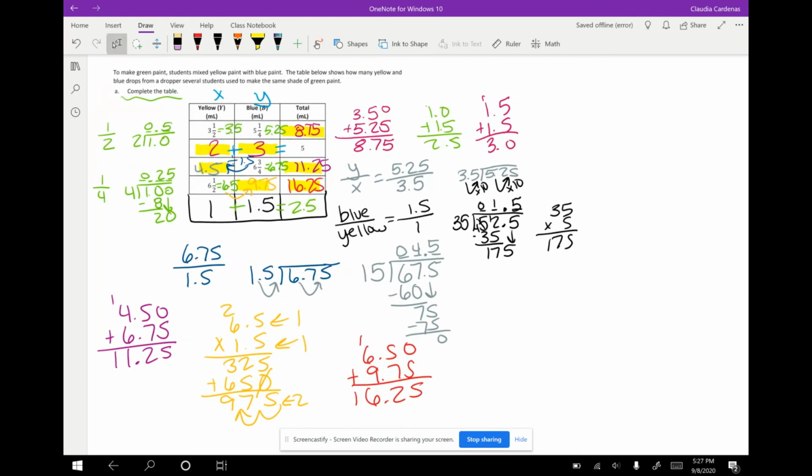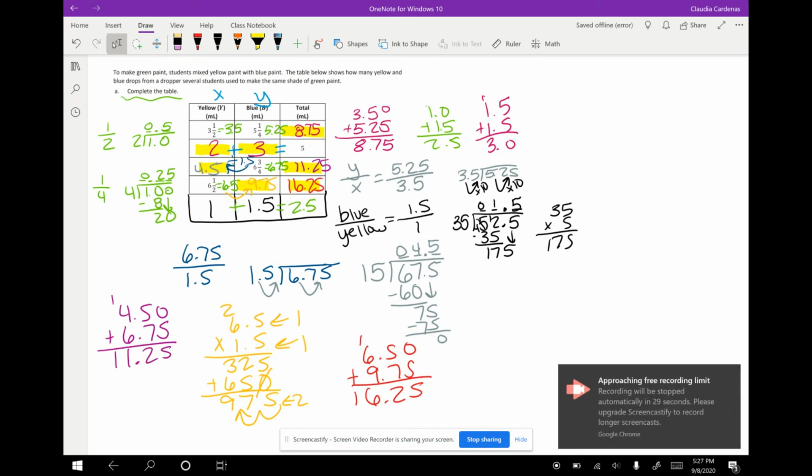Alrighty, so I hope that we remembered our decimal operations. We refreshed our memory because we're going to also be completing a table like this as a guided practice and then independent practice. And then, you're right, our exit ticket.